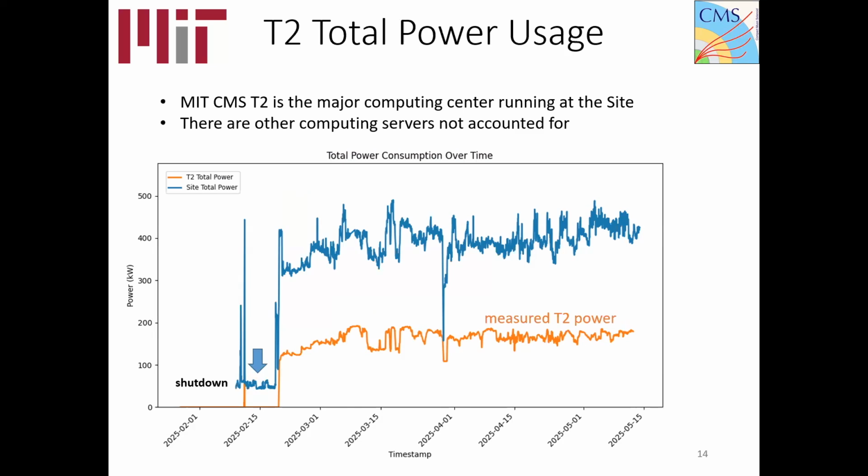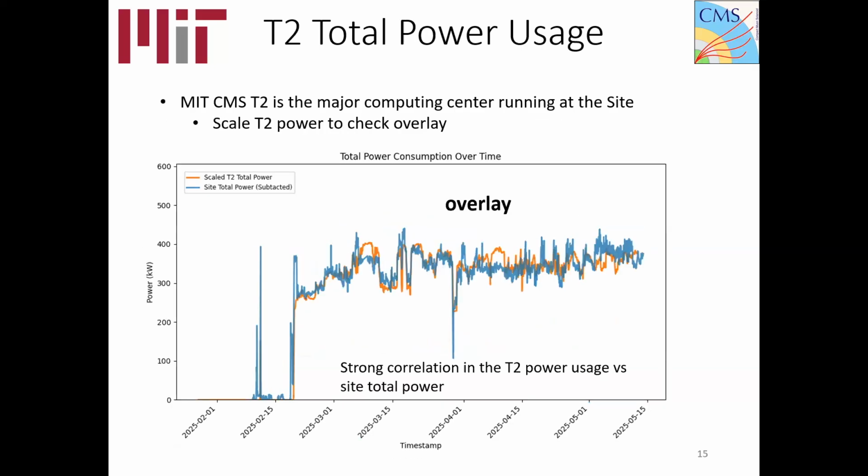But as a major power consumer, you can see there's a very strong correlation between the tier 2 power usage and the total site power usage. Here is the overlay, where I just scaled the tier 2 power usage to overlap with the total site usage. You can see they are strongly correlated.